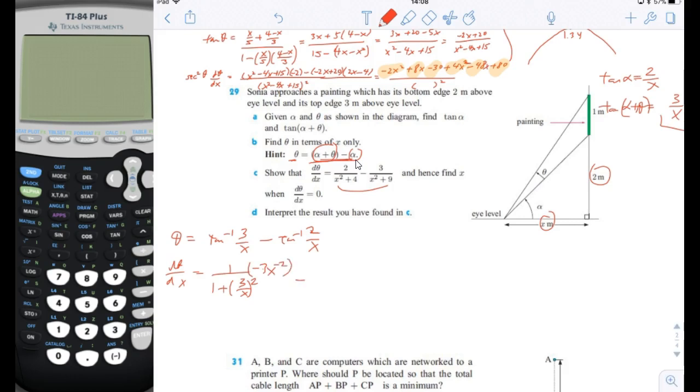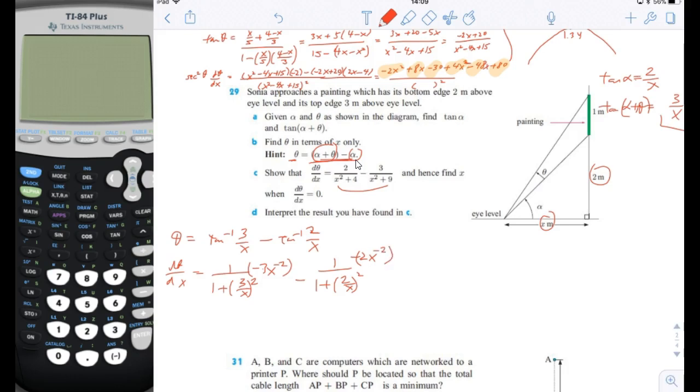And then for inverse tangent 2 over x, it would look pretty similar. 1 over 1 plus 2 over x squared, which is the derivative of inverse tangent. And then we get negative 2 times x to the negative 2.